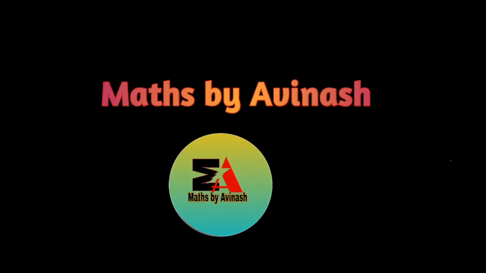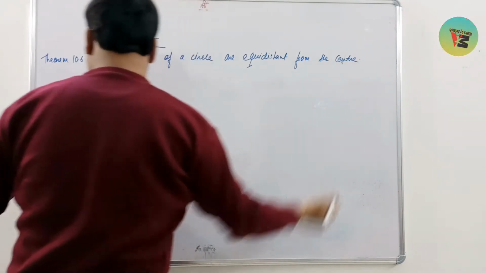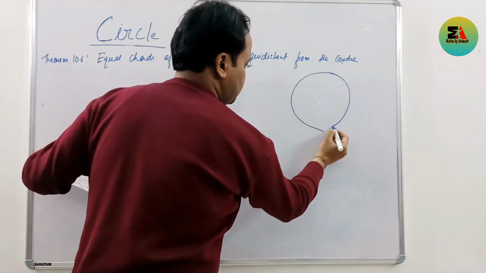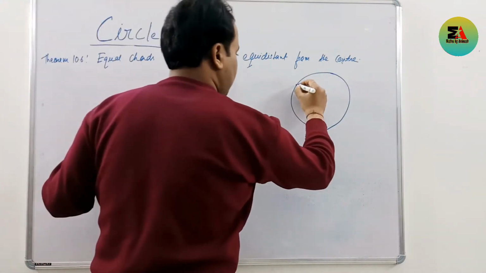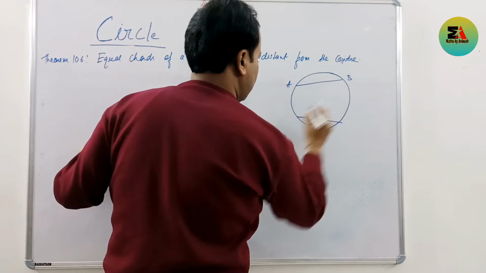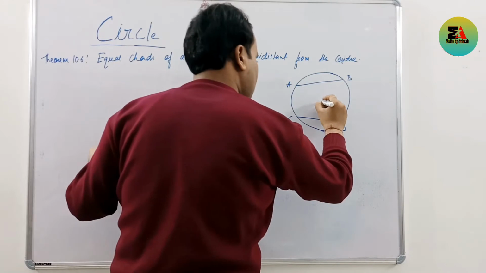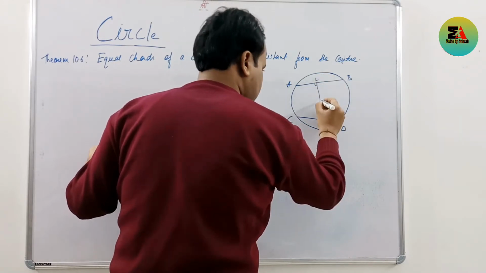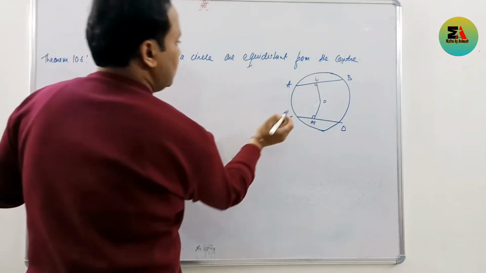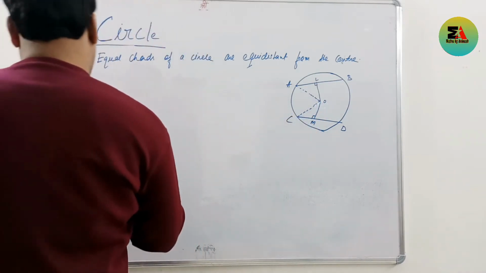This is theorem 10.6. The theorem says equal chords of a circle are equidistant from the center. We have a circle and we have equal chords. This is AB and this is CD and this is center O. This is perpendicular to this and this is perpendicular to this. This is L and this is M. And draw the construction, join OA and OC.